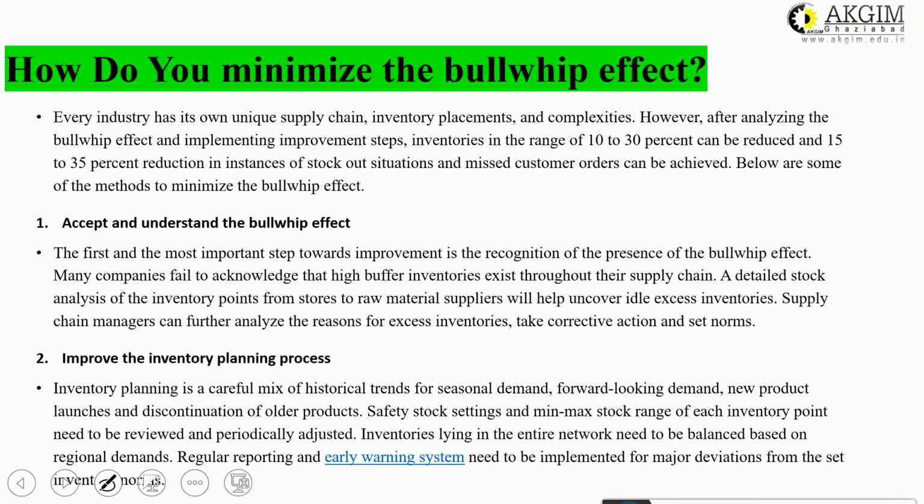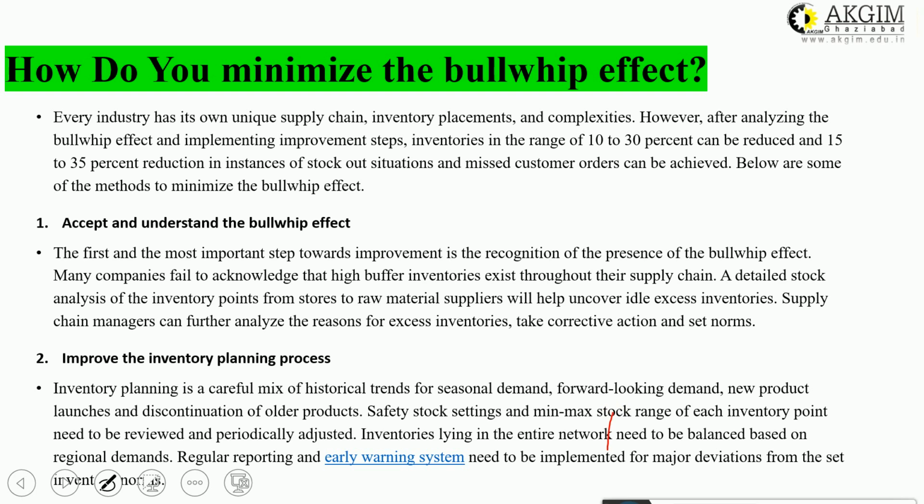There are many companies who fail to acknowledge that high buffer inventories exist throughout the supply chain, right? So a detailed stock analysis of the inventory points from store to raw material supply will help uncover the ideal excess inventories. Then improve the inventory planning process. This is one way of minimizing this effect.